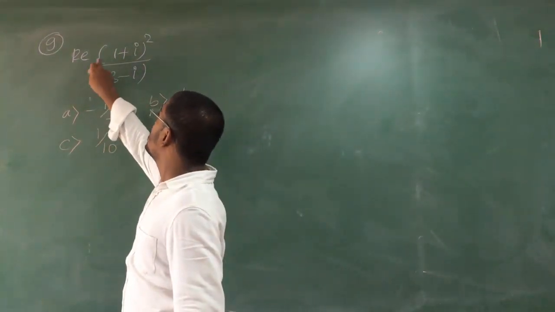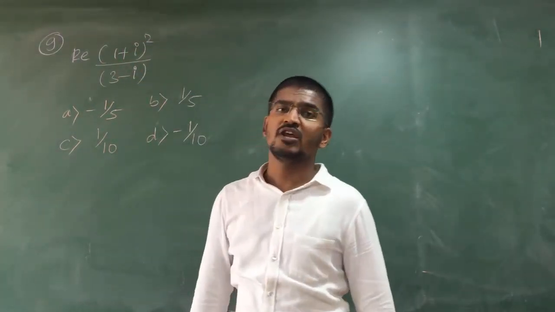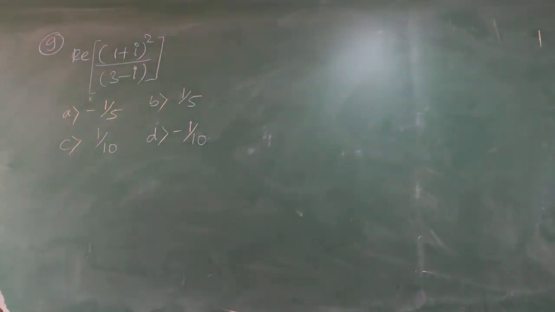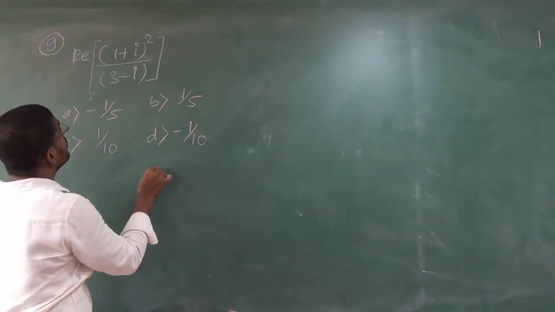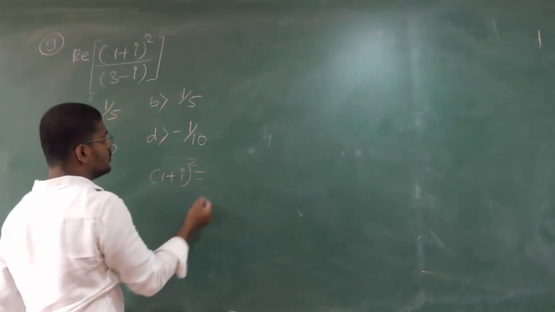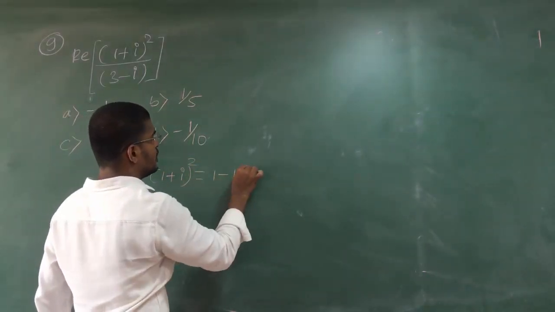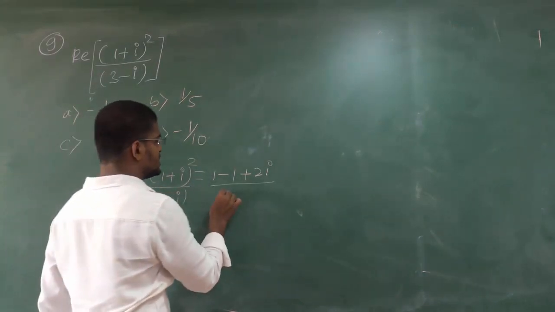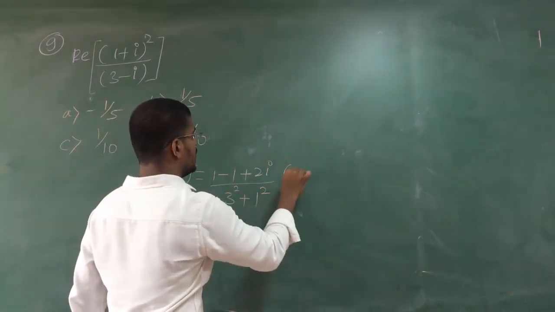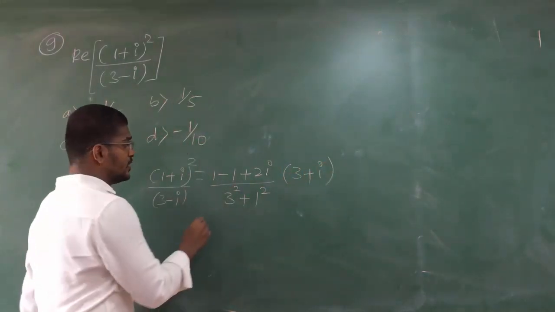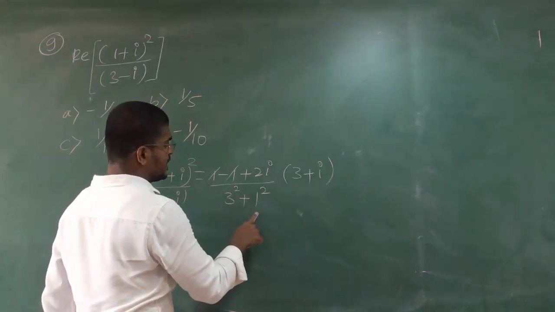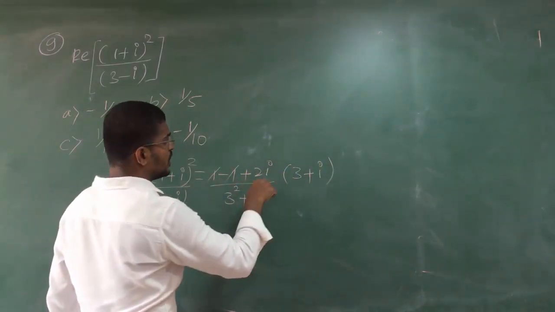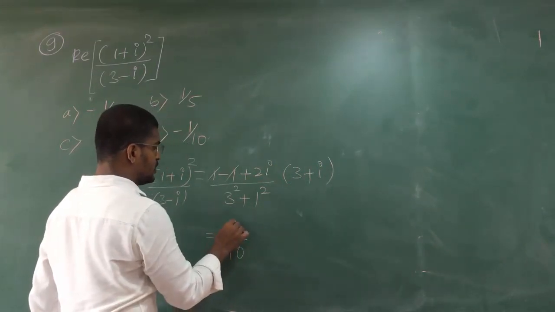That is, the real part of (1 plus i) whole square divided by 3 minus i. They are asking the real part of this particular value. Clear? For that, we know that (1 plus i) whole square equals what? 1 plus i square, that is minus 1, plus 2i, divided by what they have given, 3 minus i. You rationalize it. If you rationalize, 3 square plus 1 square, and you multiply by 3 plus i. Cancel plus 1 and minus 1. So 3 square is 9, 9 plus 1 gives 10 in the denominator. i into i square, that is minus 1, means you get minus 2. So 3 minus 2 you get 1.